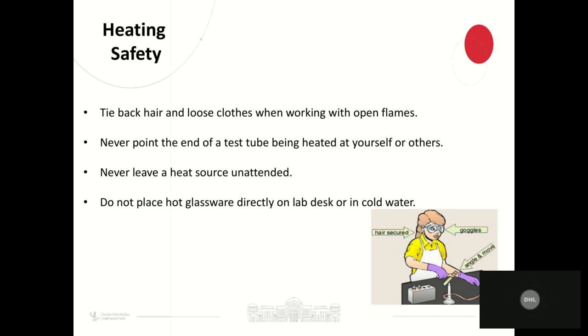When you work with open flames, tie back your hair. Never point the end of the test tube at your friend or yourself. You shouldn't leave the heat source unattended, and do not place any hot glassware directly in cold water.